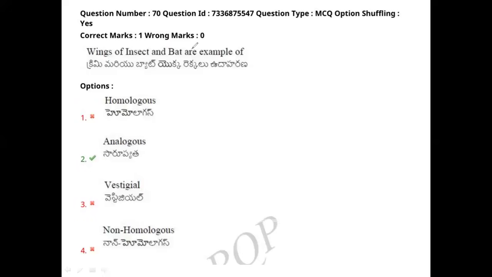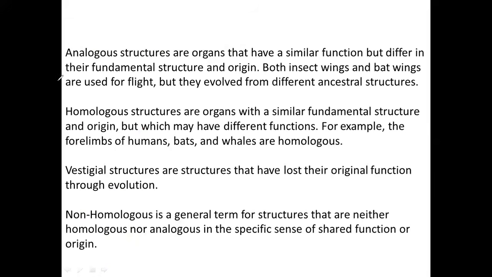Wings of insects and bats are examples of analogous structures. Explanation: analogous structures are those having similar function but different structure and origin. So we call them analogous organs. Example, wings of insects and bats.